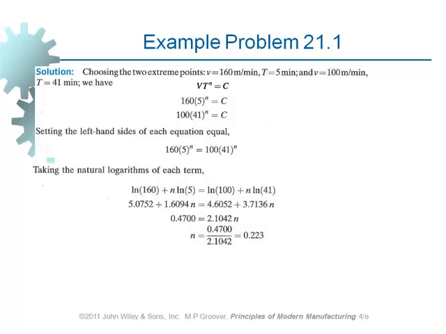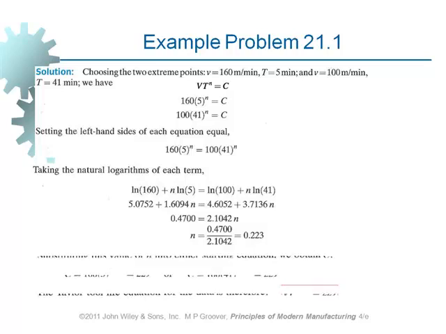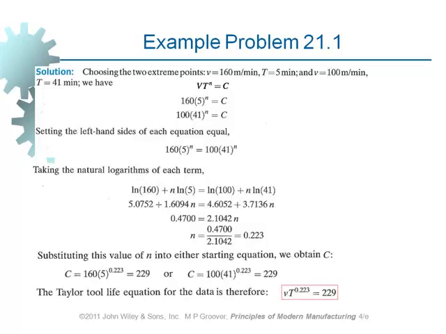Now, n is computed. When n is computed, how do we compute C? How do we compute C? Yeah, it's very obvious. We've got n, we've got everything else. C can be computed easily by making use of either this equation or that one. It doesn't make a difference which one to use. Then it gives us a cutting speed of that much for a tool life of 1 minute.